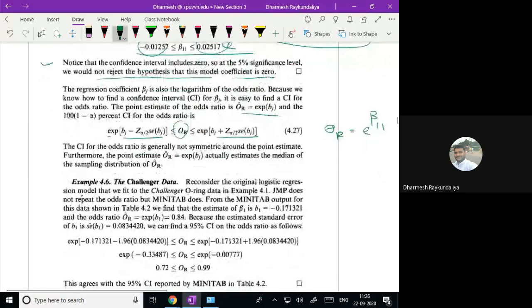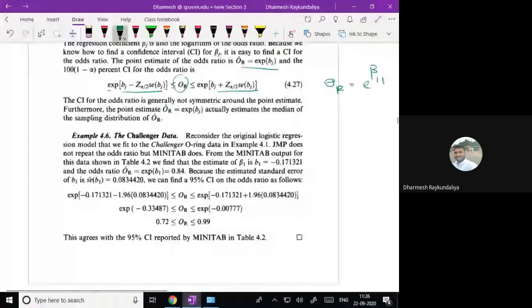So if you are trying to find the odds ratio for the individual regression coefficient, what was the estimate of beta 1 in the Challenger data example? It is minus 0.173, and the exponent of B1 is 0.84. Since it is 0.84, it is less than 1, and of course the null hypothesis is rejected, as we have seen. We also said that as you increase the temperature by 1 unit, it will decrease the chance of O-ring failure by 16%.